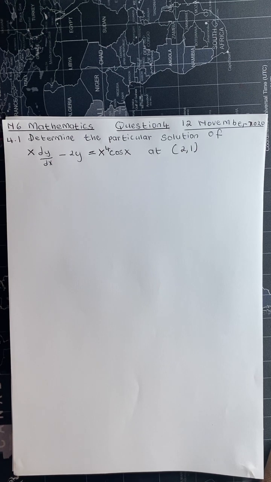Question 4.1, we have to determine the particular solution of x multiplied by dy over dx minus 2y is equal to x to the power 4 multiplied by cos x, at 2 and 1.